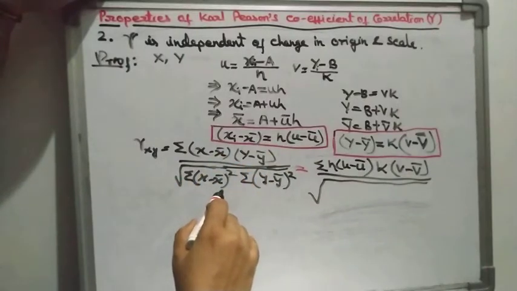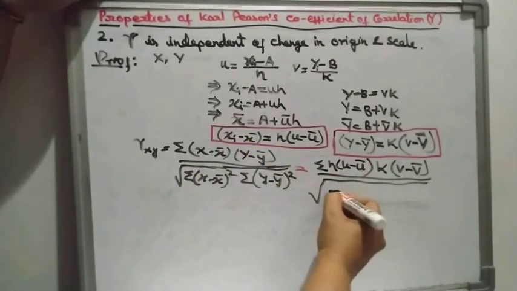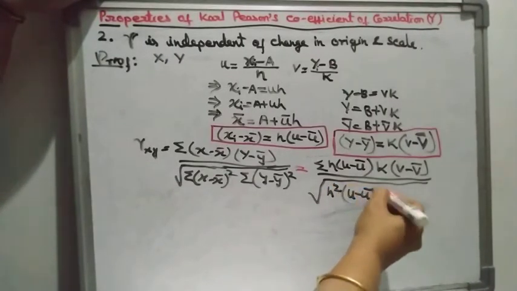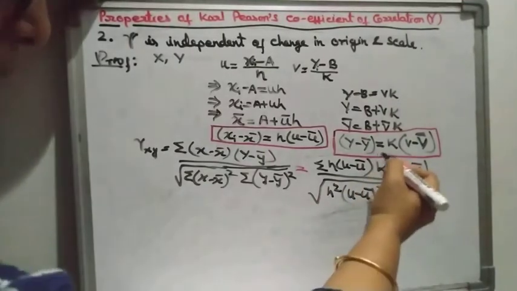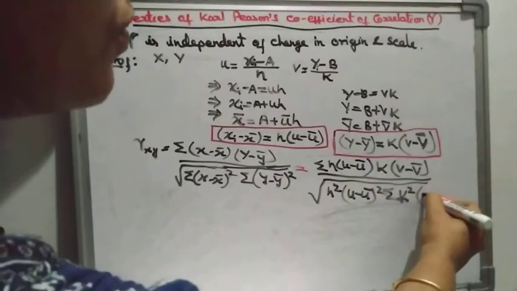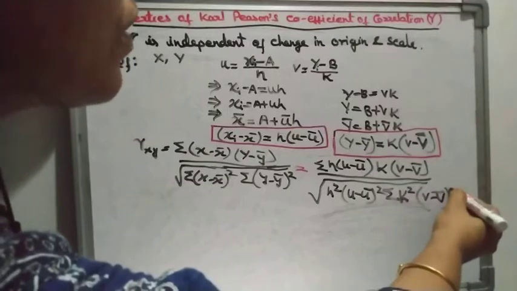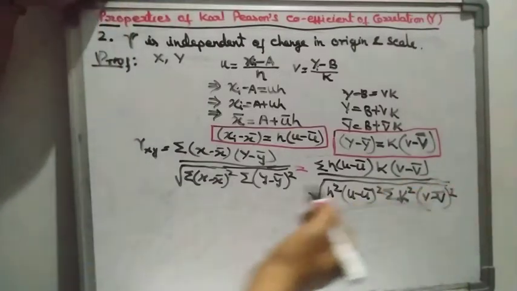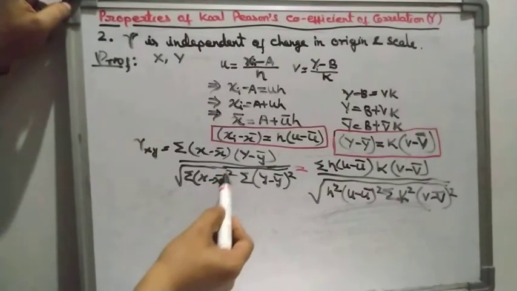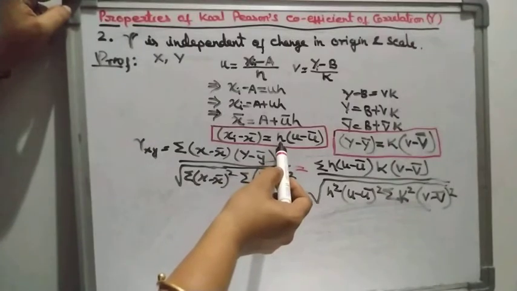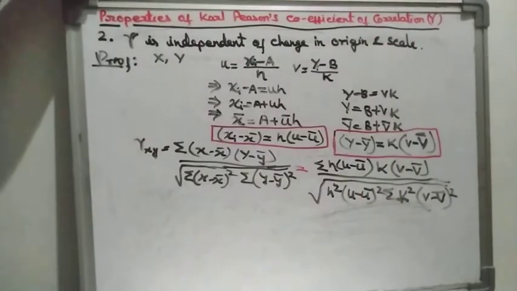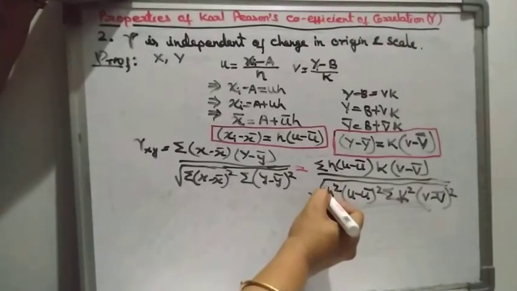here x minus x bar whole square. That means squaring this, you will get h square u minus u bar whole square. And summation of k square v minus v bar square. Because here it is in square form, so we square it, summation as it is. In place of this we write h square u minus u bar whole square. Summation sign is there.